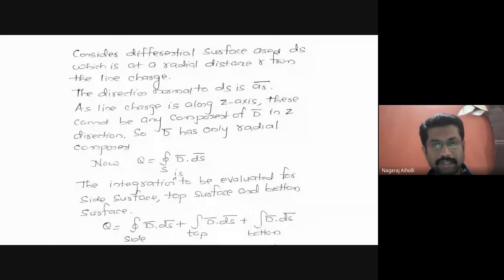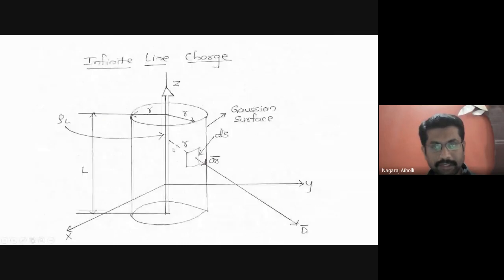So D has only the radial component. It is directed radially outwards. It is on the surface of the cylinder. The flux is lying on the surface of the cylinder at the radius r, and it has only the radial component.